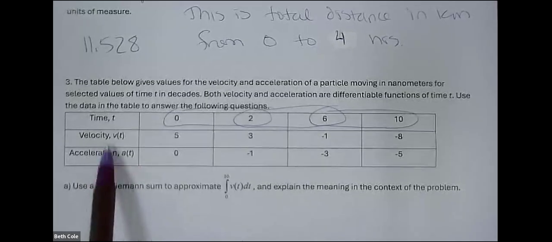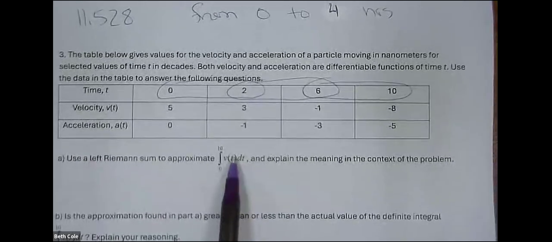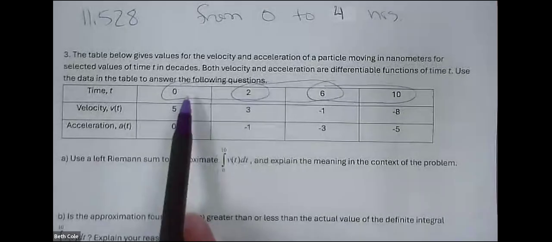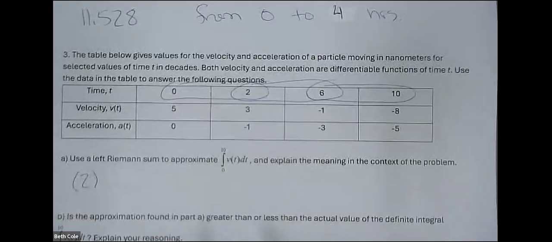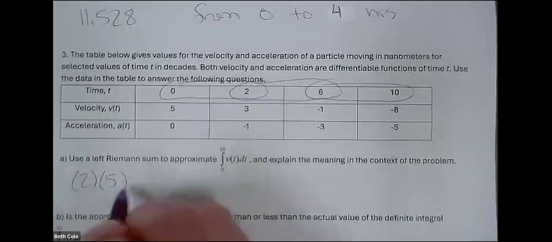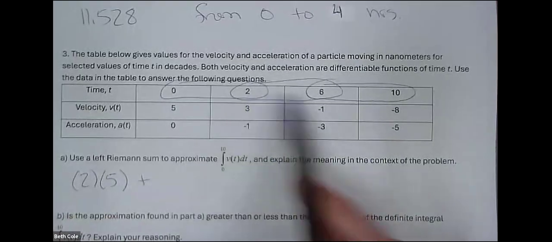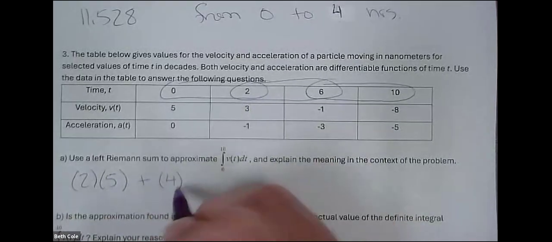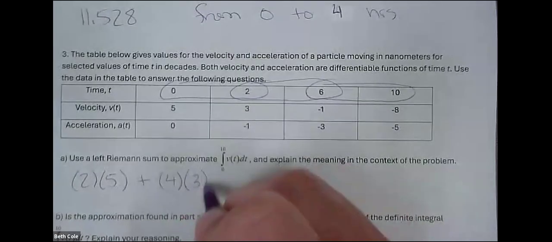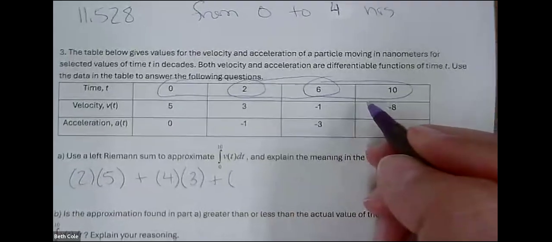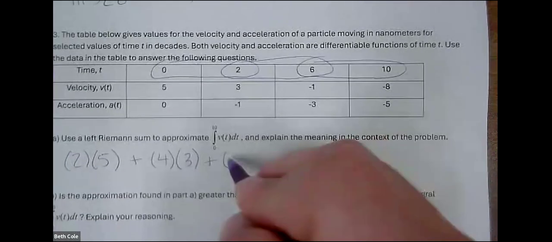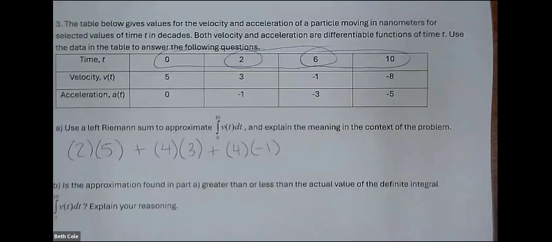All right. Are we using velocity or acceleration for this one? Velocity. All right, so what is the length of your first sub-interval? 2. We want the number on the left, which is 5. Good job. All right, next one. From 2 to 6 is 4. We want the number on the left, 3. Cool. One more. It will be from 6 to 10 is 4. Number on the left, -1. What do you do to that? Nothing. All right. But we do have to explain what it means.